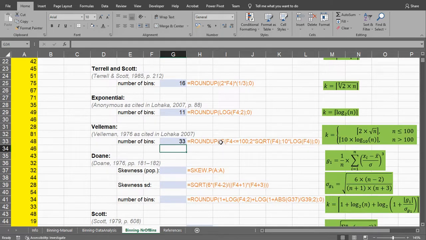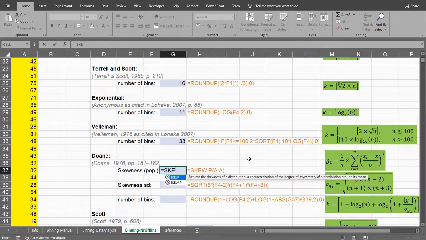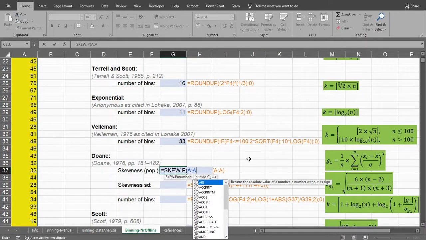Dwayne has an even scarier one because it uses skewness, which is defined like this. But luckily, Excel has a skewness function. And notice, by the way, it's using the skewness of the population. So SKEW.P is the one that we need, and of column A.